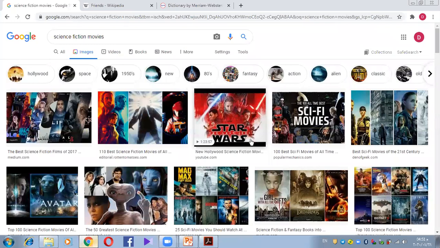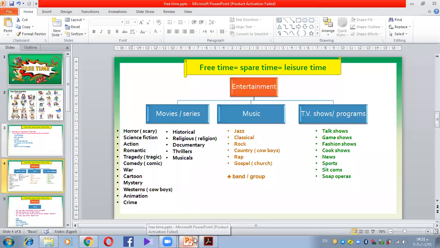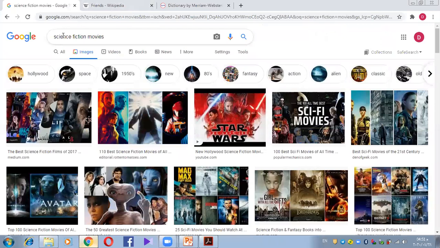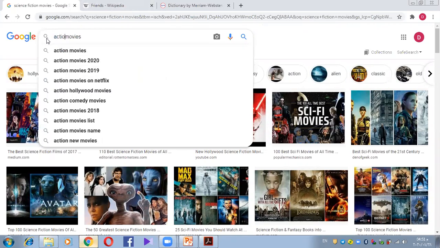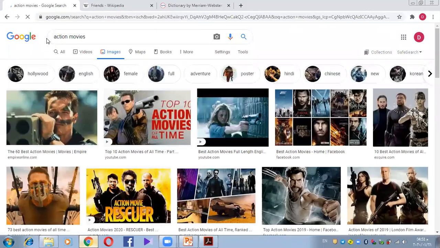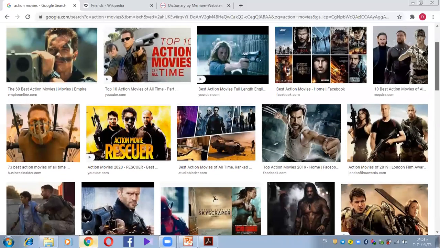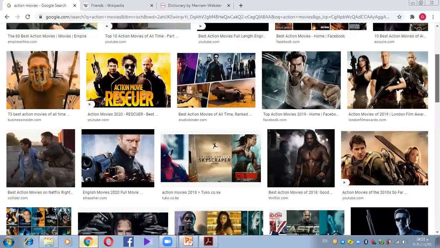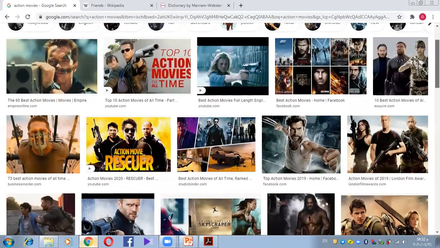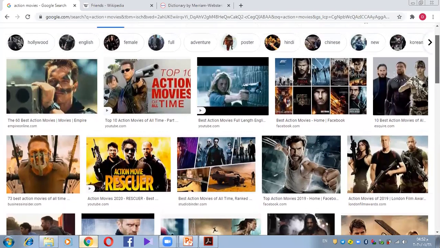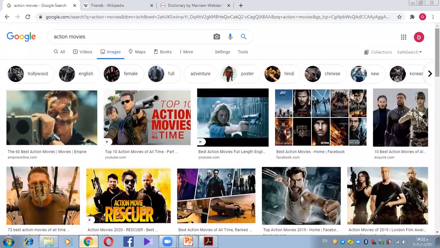So do you like science fiction movies? If you like them, what's your favorite movie? If you don't like them, do you like horror? What's your favorite? Action? Action movies. It means movies that have action all the time, movement, fighting, let's say, fire, or having guns all the time. It has a lot of action inside it. Okay.